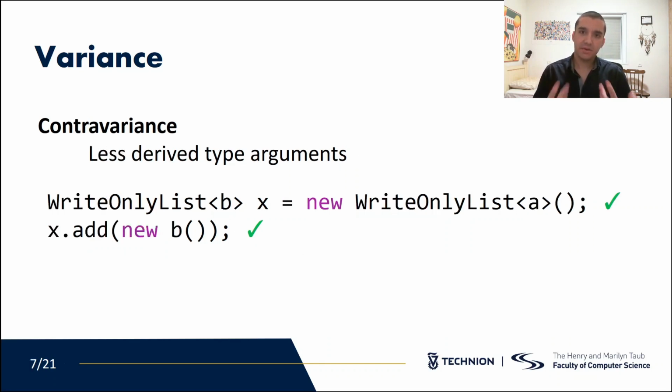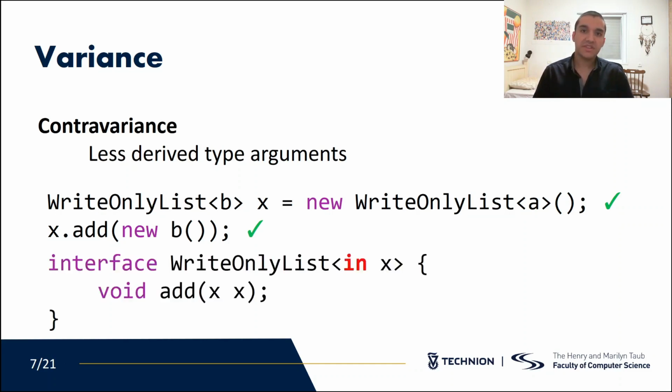Likewise, a write-only list of A's is a write-only list of B's, because we can write B's to a list of A's. To implement this behavior, we declare that the type parameter of the write-only list is contravariant using the keyword in.